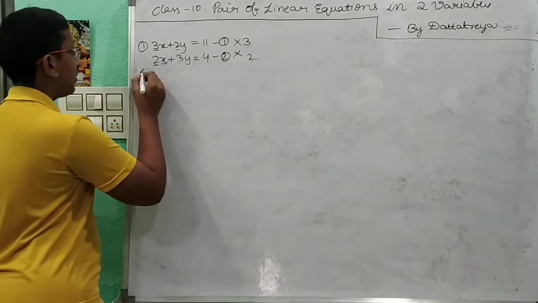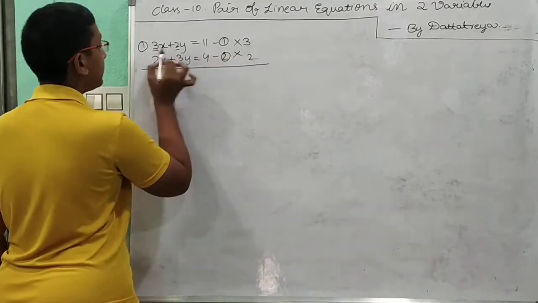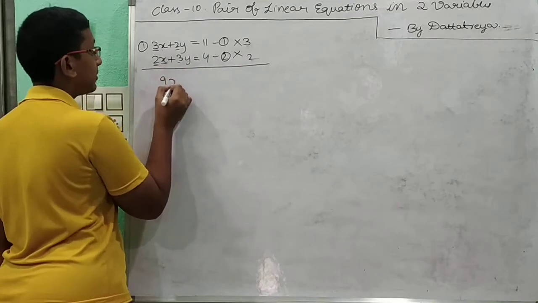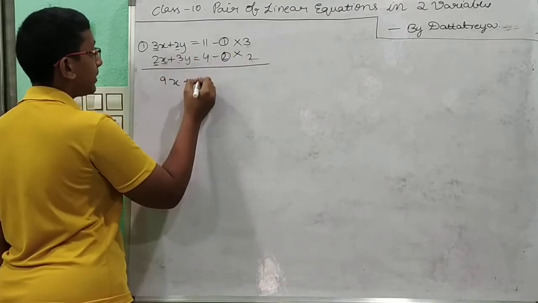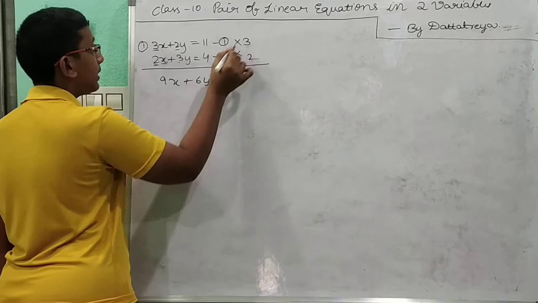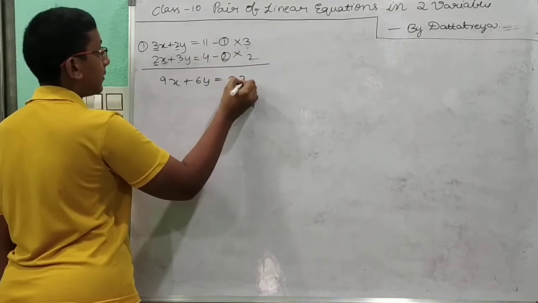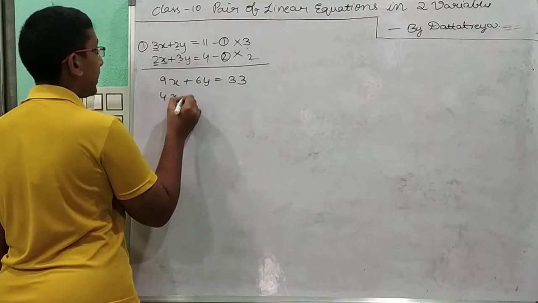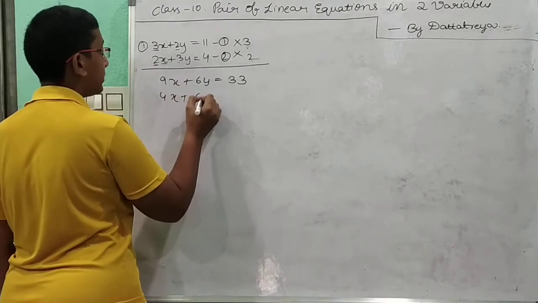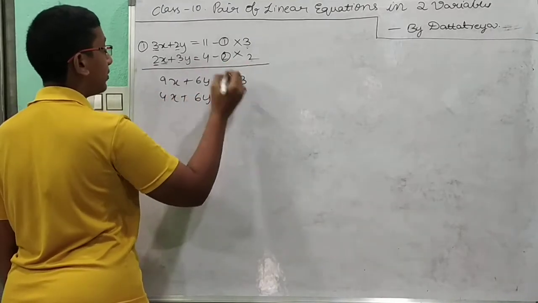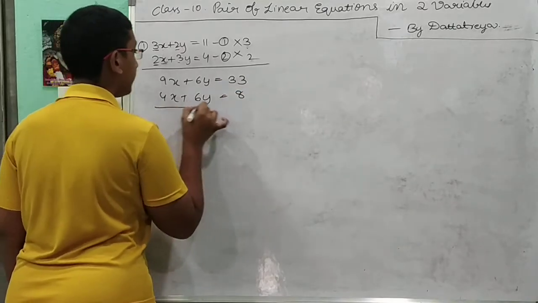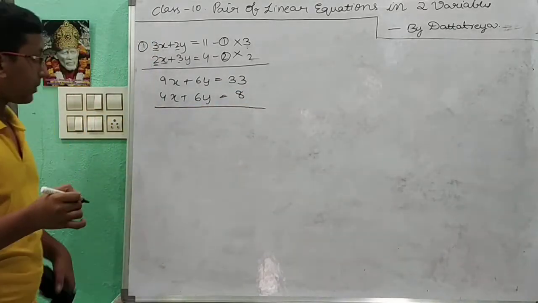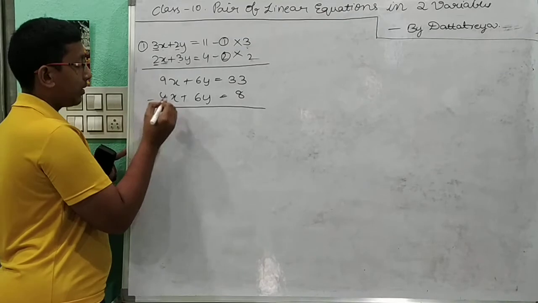Now let's multiply those. 3 3s are 9x plus 3 2s are 6y equal to 3 11s are 33. Now this one: 2 2s are 4x plus 2 3s are 6y equal to 2 4s are 8. In this way. Now you should subtract them.